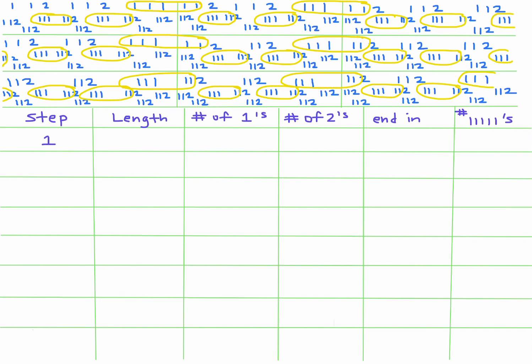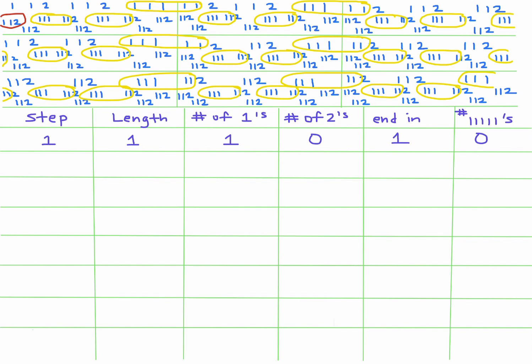So step number 1 is my very first one. Well, the length is just 1 digit, so that's 1. How many ones do I have? Well, it was just 1, so I have 1. How many twos? Well, 0. It ends in a 1. And how many of these 5 ones do I have? Well, none yet. The next one is my 112 right here. Now I can use John's or Judith's. I'll use Judith's because I've got so many more of hers. It's easier for me to look at that.